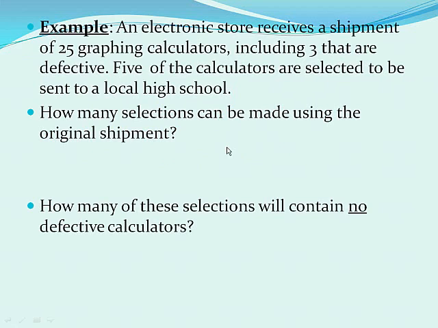One more example. An electronics store receives a shipment of 25 graphing calculators, including 3 that are defective. 5 of the calculators are selected to be sent to a local high school. How many selections can be made using the original shipment? So we are selecting 5 out of 25. The selection order doesn't matter, so it's a combination C(25,5). And that equals 53,130.